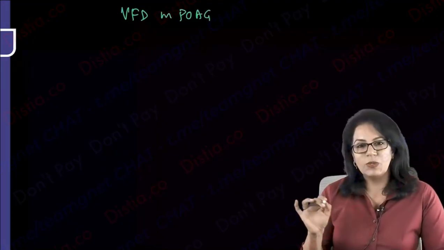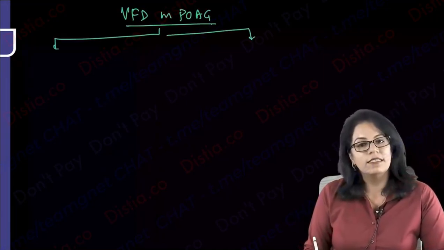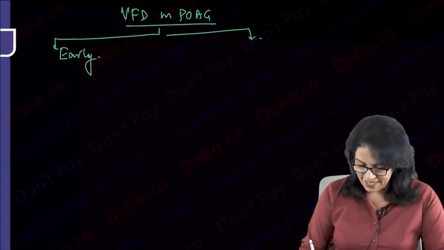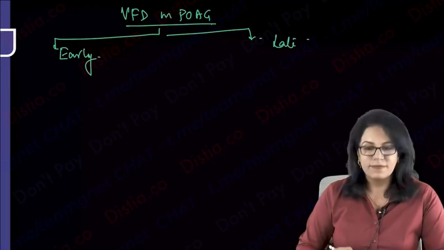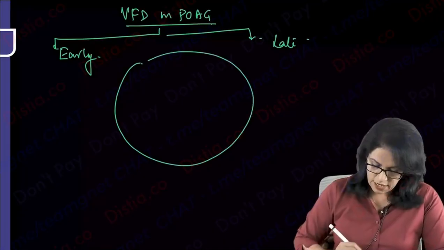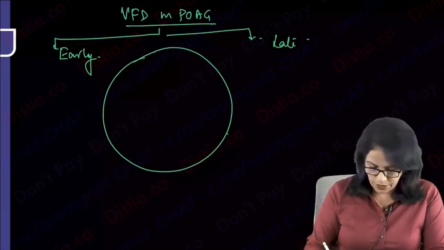So we will divide it into early and late defects. We divide it into early defects and late defects. Keep a space here, I am going to draw in between. So let us draw the visual field chart. So suppose we draw a visual field chart. So how are you going to draw it?